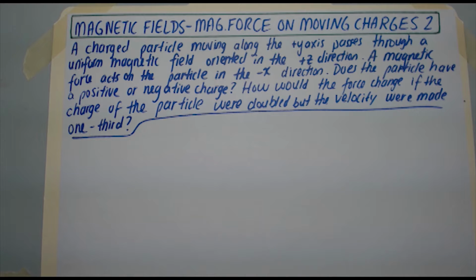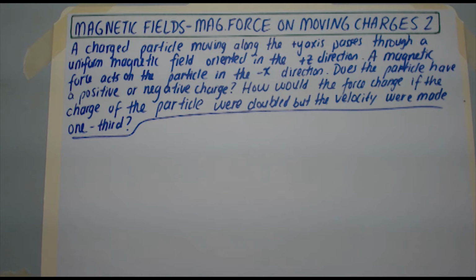A charged particle moving along the positive y-axis passes through a uniform magnetic field oriented in the positive z direction. A magnetic force acts on the particle in the negative x direction. Does the particle have a positive or negative charge? How would the force change if the charge of the particle were doubled but the velocity were made 1/3?